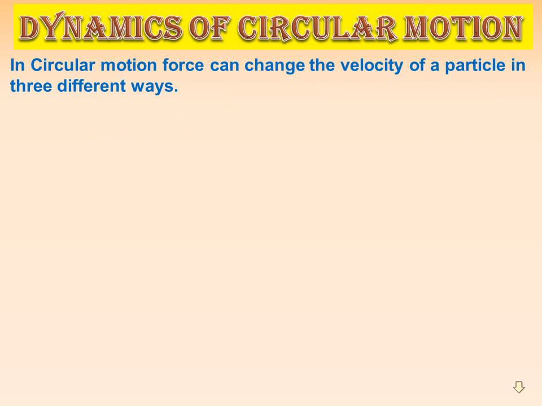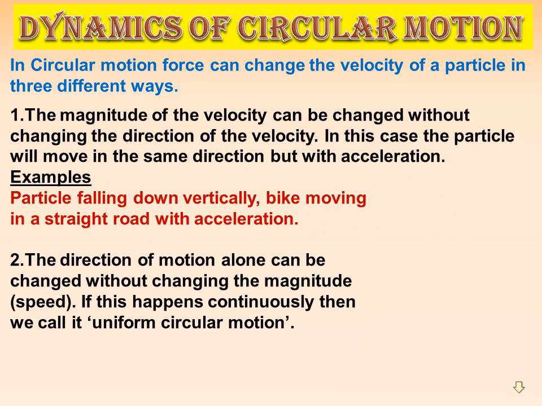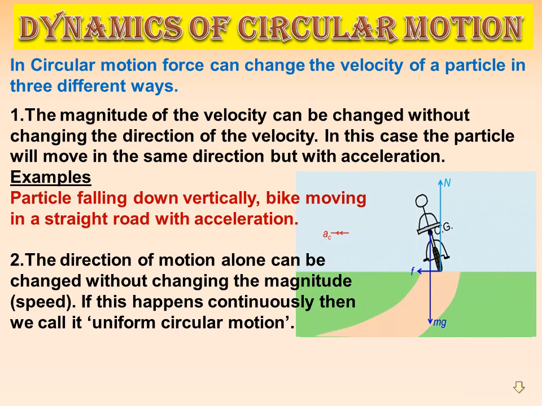So in a circular motion, force can change the velocity of a particle in three different ways. First one, the magnitude of the velocity can be changed without changing the direction of the velocity. In this case, the particle will move in the same direction but with acceleration. Example, a particle falling down vertically, or a bike moving in a straight road with some acceleration.